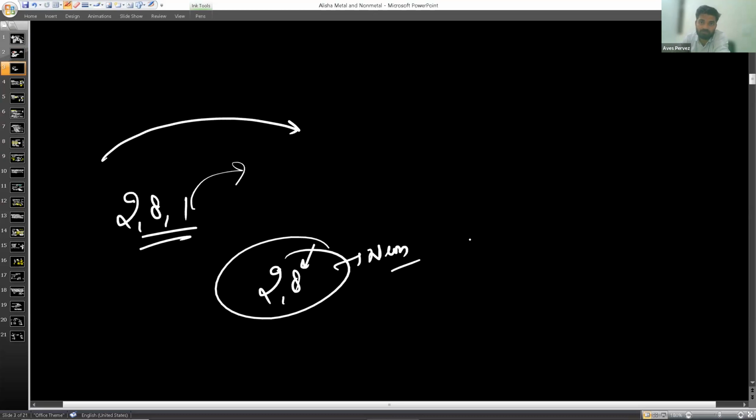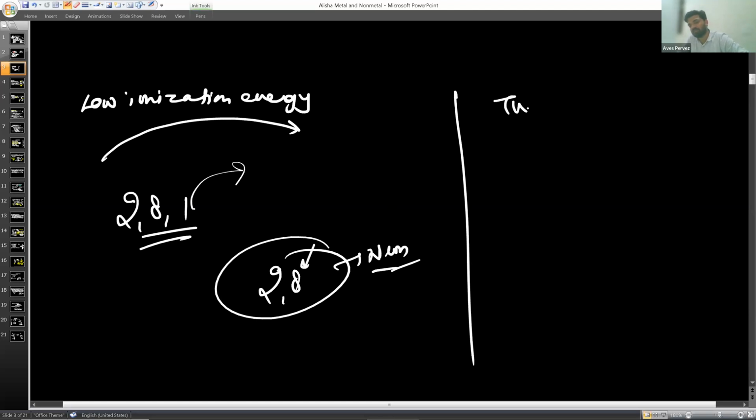So metals have low ionization energy. Ionization energy means the amount of energy required to remove an electron from an atom. Metals also have low electron gain enthalpy, because non-metals can easily gain electrons. Enthalpy means energy; in terms of chemistry, energy is considered as enthalpy.